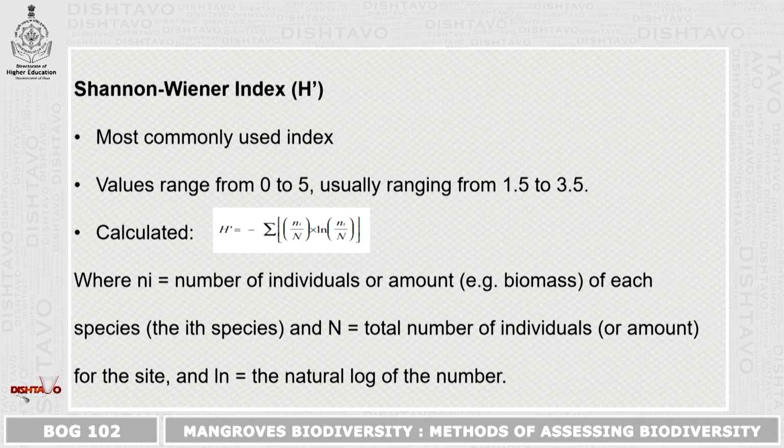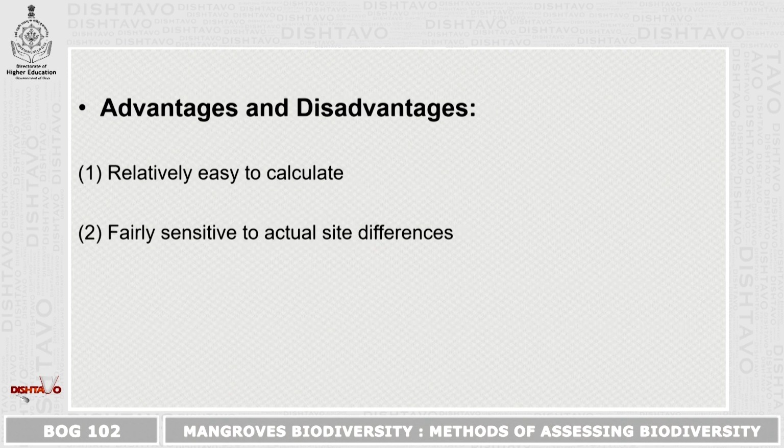Shannon-Wiener index. It is the most commonly used index. Value ranges from 0 to 5, usually ranging from 1.5 to 3.5. This is the formula which is used to calculate, in which Ni is the number of individuals or the amount, for example biomass of each species, and N is the total number of individuals or the amount for the site, and Ln is the natural log of the number. Advantages and disadvantages: relatively easy to calculate and fairly sensitive to actual site differences.